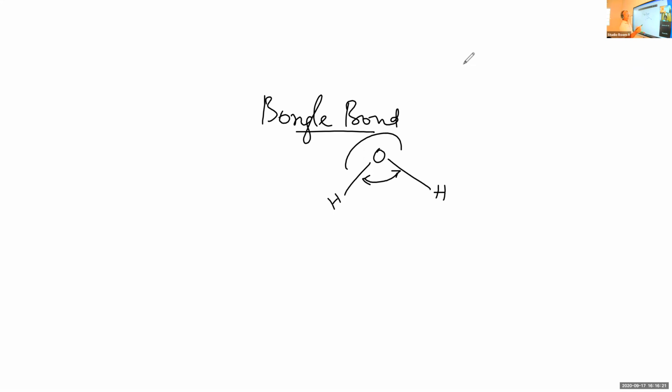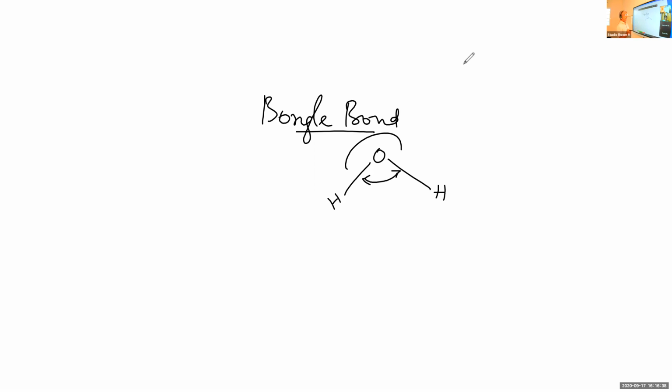The larger angle, that is, an angle more than 180 degrees, is called the reflex angle. Not that. You take the smallest angle, and that is called the bond angle.